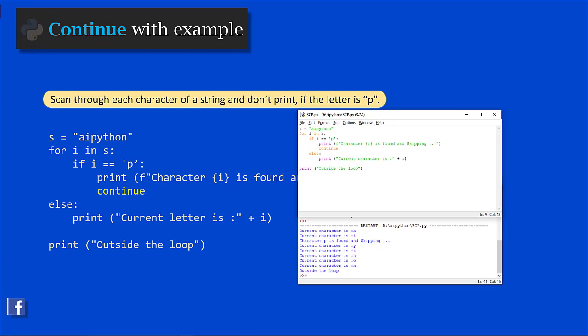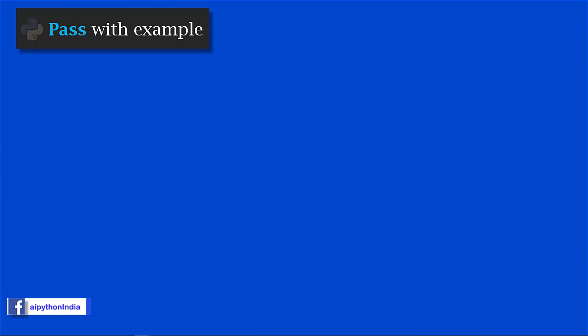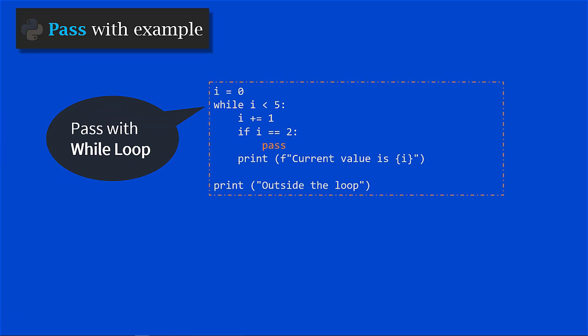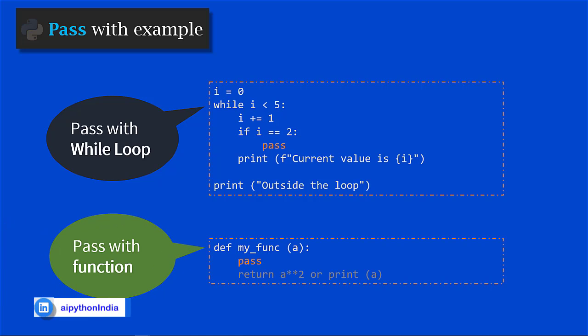Alright, okay, so I hope you understand. Let's move to the next section. Now we will understand pass with some examples. Here also we'll understand pass with the help of one loop, let's say a while loop, and how you can use pass in a function. This might be a new term for you, but we are going to cover functions in later videos. For the current understanding, let's understand how the pass statement can be used.